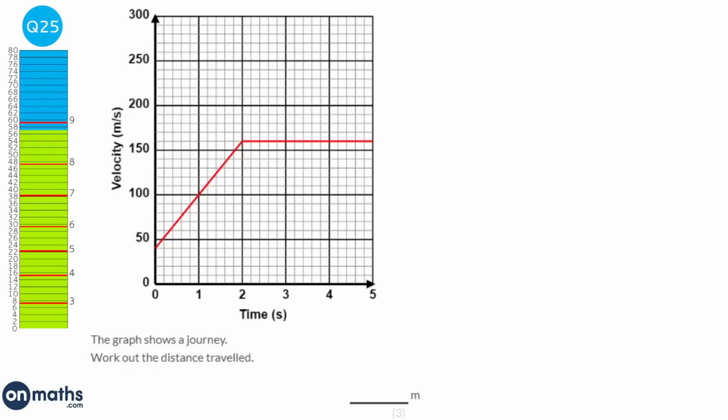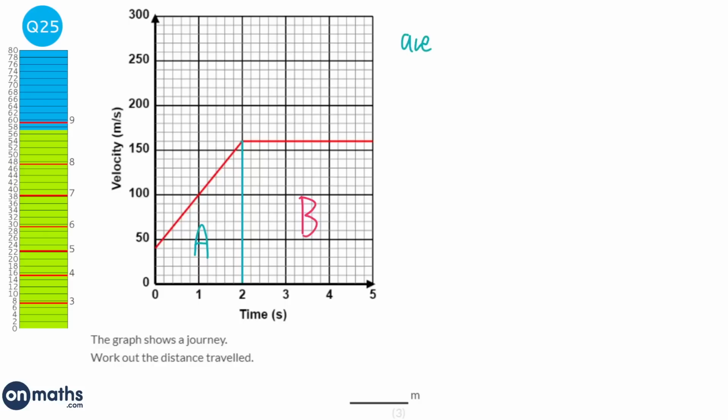To find the distance or displacement on a velocity time graph, we're actually going to find the area underneath the graph. And to do that, we're going to split the graph into two. And we've got the trapezium on the left-hand side, and we've got this rectangle on the right-hand side.